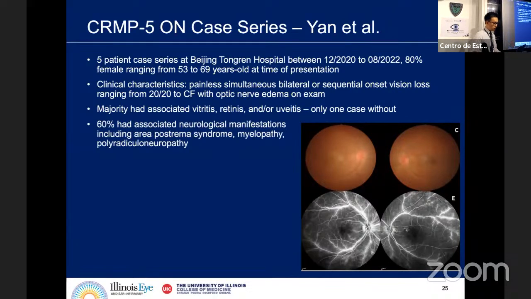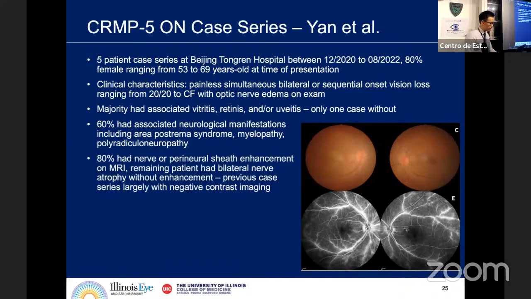The majority of these patients also had an associated neurological manifestation, including area postrema syndrome, myelopathy, polyradicular neuropathy, and 80% of them had enhancement on their MRI imaging, either of the nerve itself or the perineural sheath. Interestingly, the 2 case series that had been published before this one all reported negative enhancements on their imaging.